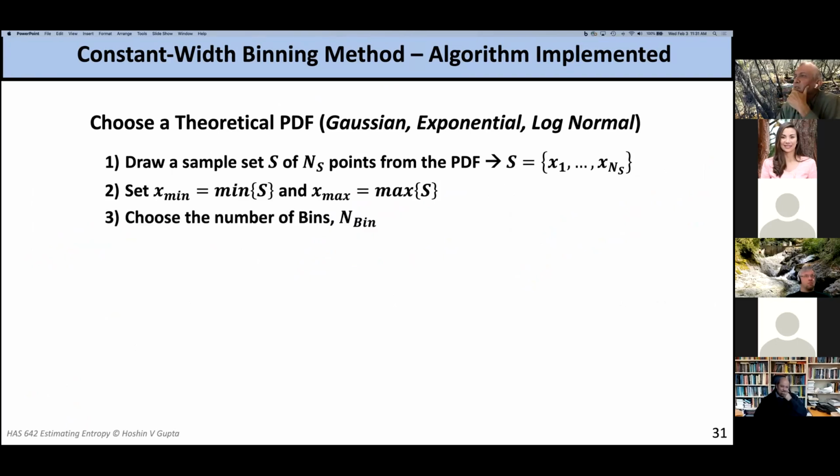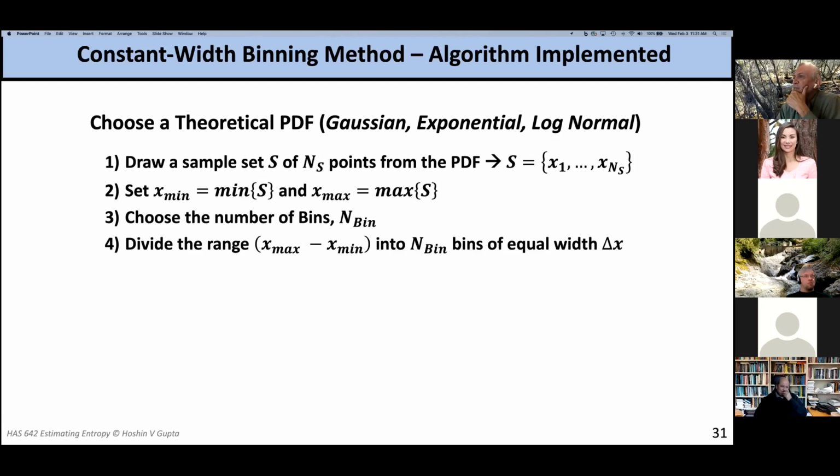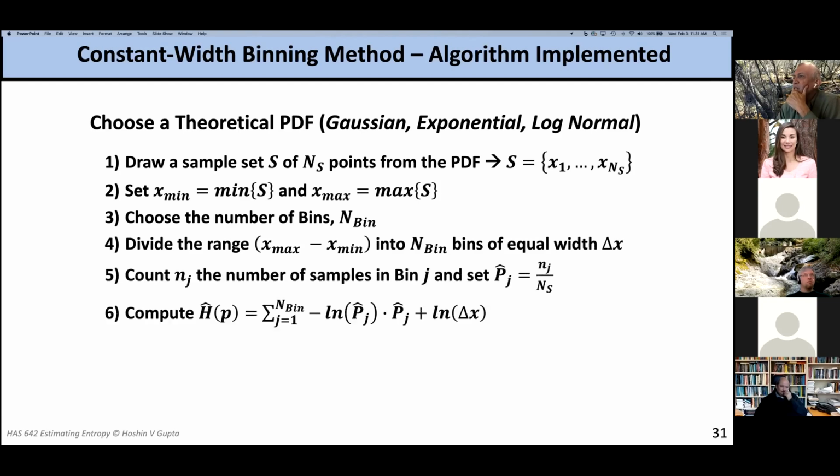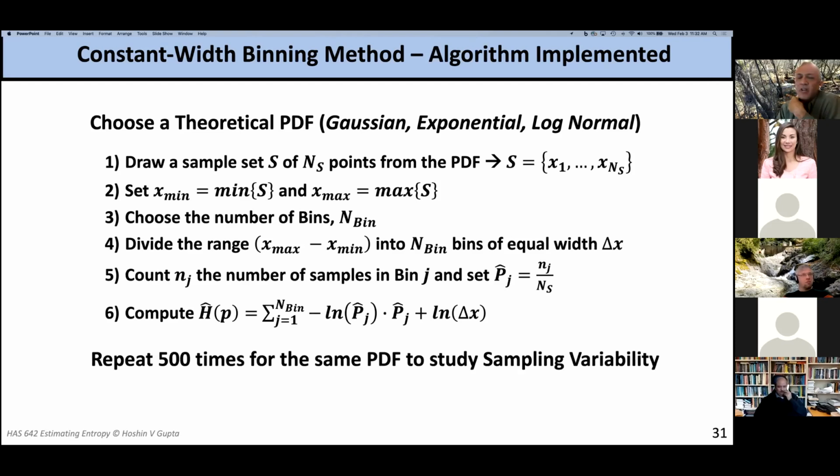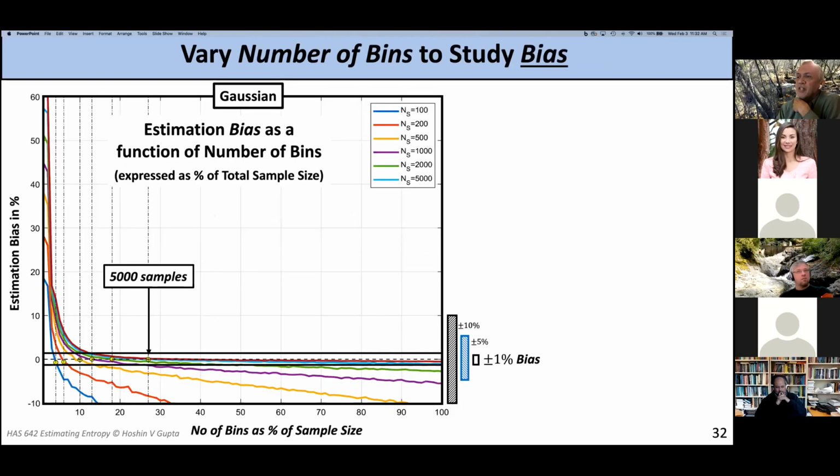Choose the number of bins, divide the range into that many bins, count the number of samples, compute the entropy using this equation, and then repeat 500 times by drawing from the original theoretical density to study sampling variability, and plot the results as a function of increasing sample size. And so these curves are expected values, the averages over 500 samples.